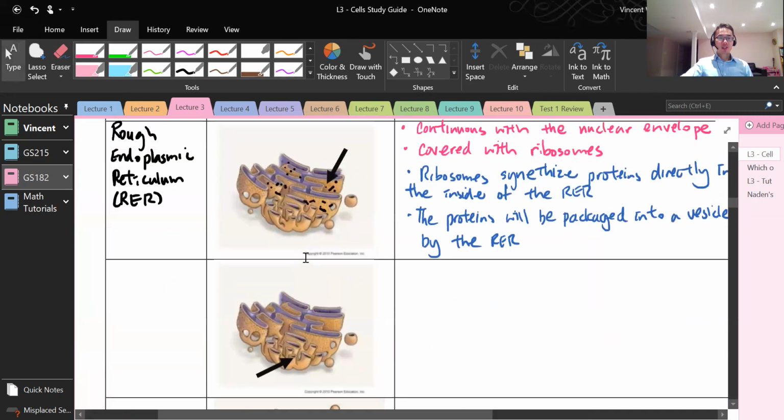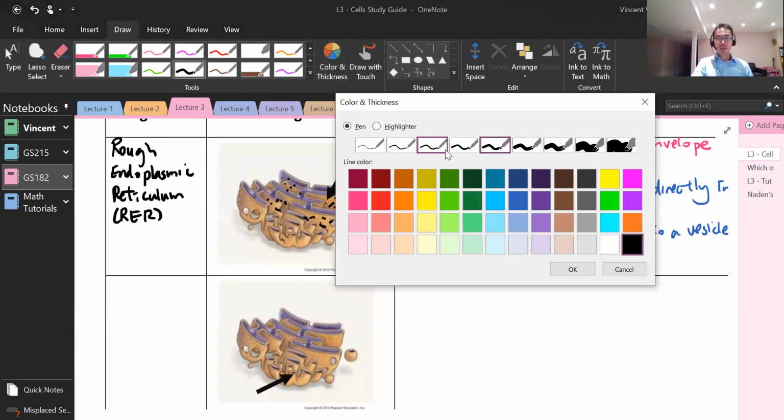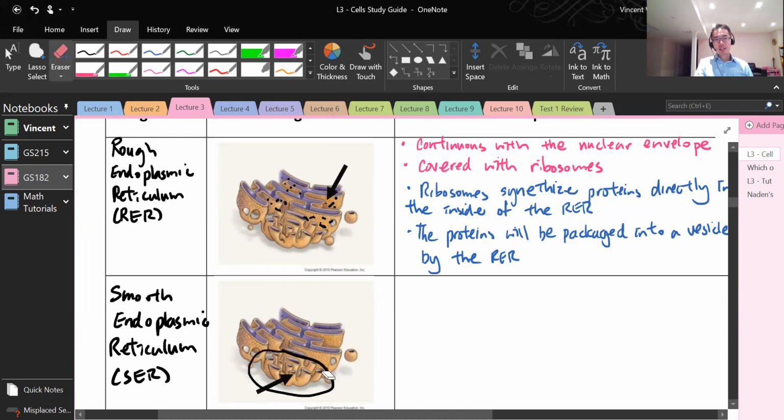Next part is the smooth ER. It is still continuous with the rough ER, but these are smooth because there are no ribosomes on them. So smooth endoplasmic reticulum, SER. Okay, let's talk about this stuff. It's still connected to it. It's further out from the nucleus.